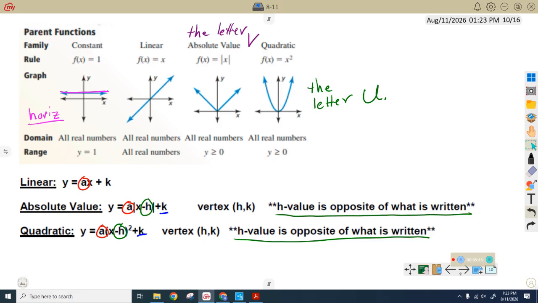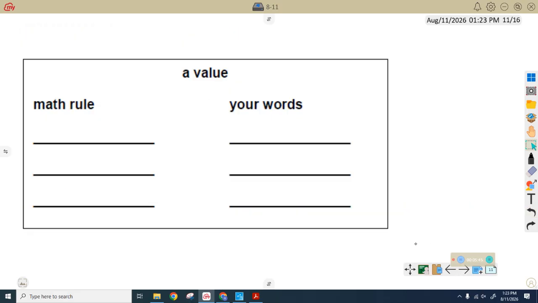So, here's the deal. All right, so our A value. This A value changes it left, right, up, and down. The easiest one that we know is that when it's negative, it flips, okay?